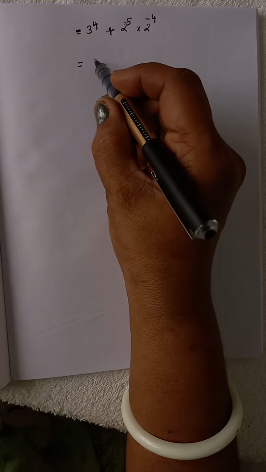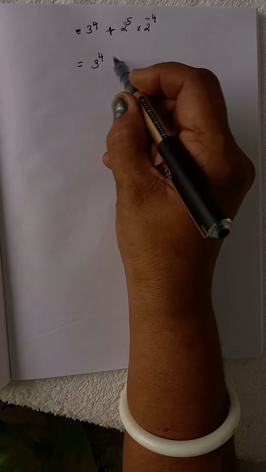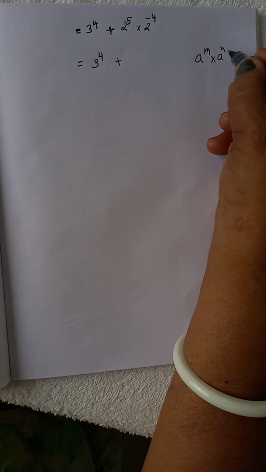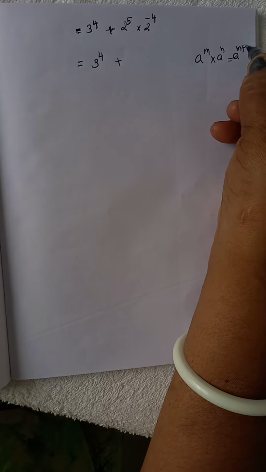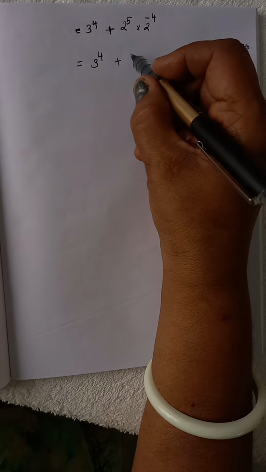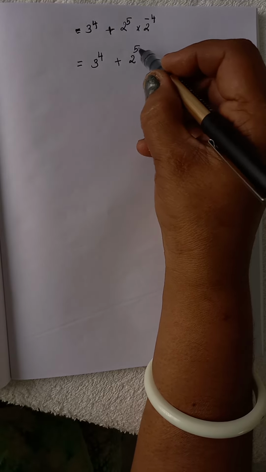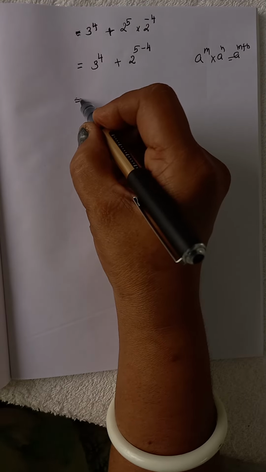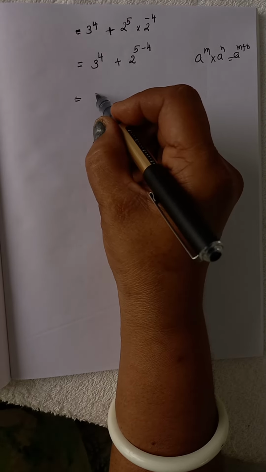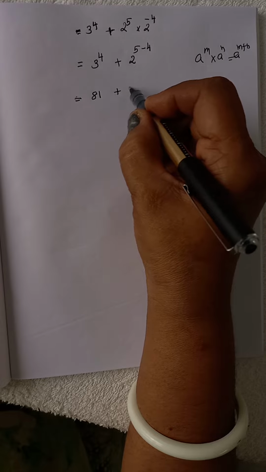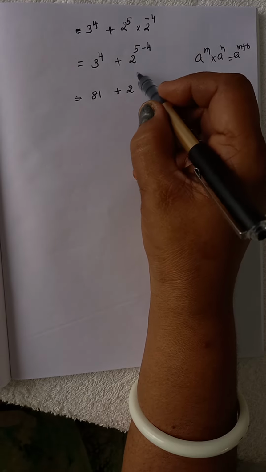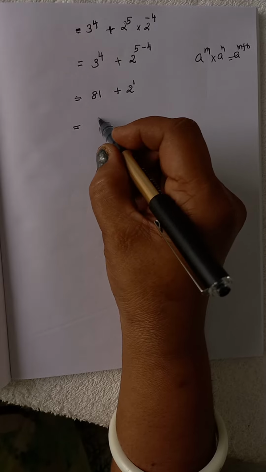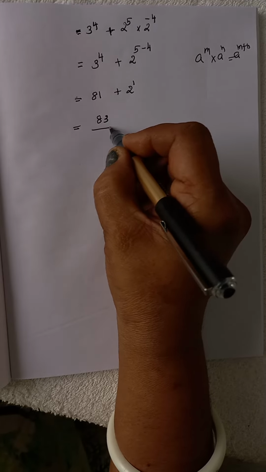So that is equal to 3 raised to 4 plus, a raised to m into a raised to n is a raised to m plus n. By applying that rule here, 2 raised to 5 plus minus 4, that is 2 raised to 1. 3 raised to 4 is 81. That plus 2 raised to 5 minus 4 is 2 raised to 1. That is 81 plus 2. That is 83. That is the answer.